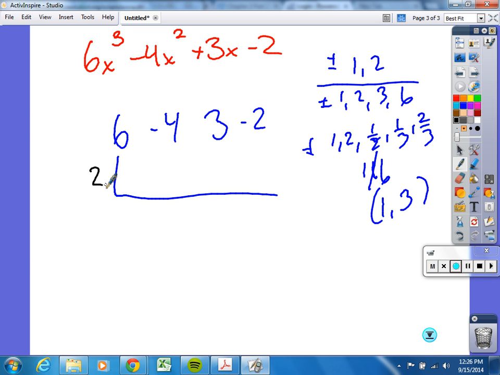Okay? So I bring down the 6. 2 times 6. Wait, where did you get the 2? I just picked 2. It was out of my possible rational zeros. Anyone I could pick. I could pick a half, I could pick a third, I could pick 2/3, I could pick 6, whatever I so choose. Okay? 2 times 6? 12. 8. 16. 19. 38. 36.